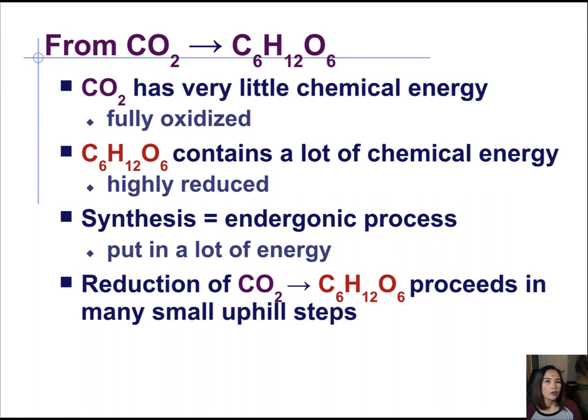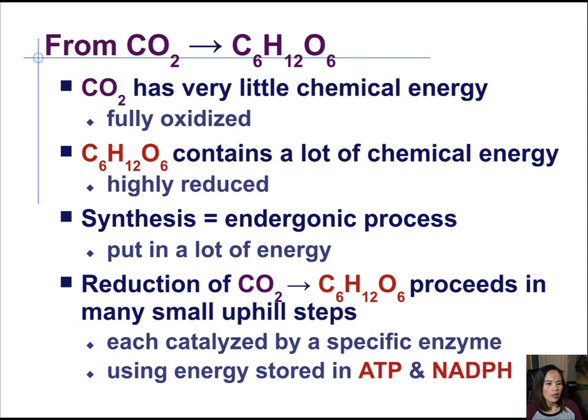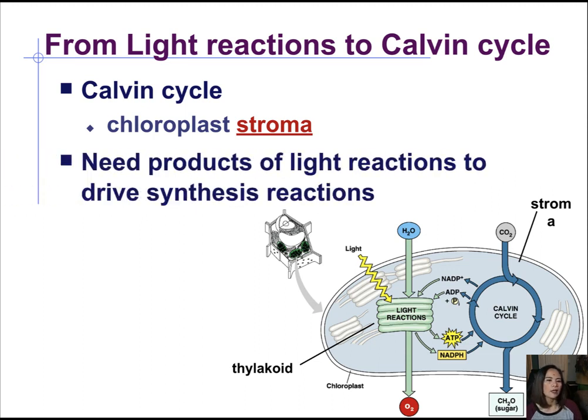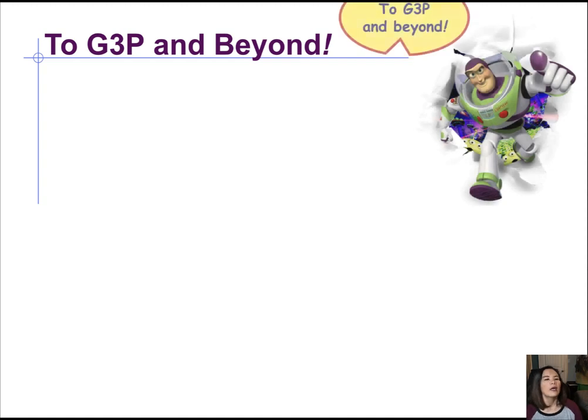And as the reduction of carbon dioxide is happening, it proceeds in many small uphill steps. Each is catalyzed by specific enzymes and uses stored energy in ATP and NADPH to be synthesized. Now, from light reactions to the Calvin cycle: the Calvin cycle happens in the stroma of the chloroplasts, and it needs products of the light reaction to drive the synthesis reaction, which is, of course, ATP and NADPH once again.